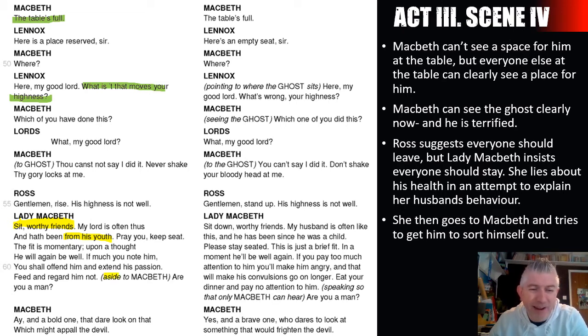And then, as an aside to Macbeth, she goes to her favourite line of attack with him when he's not doing what she wants. Challenges her masculinity. "Are you a man?" And Macbeth, still looking at the ghost: "Aye, and a bold one that dare look on that which might appall the devil." So he can't take his eyes off the ghost, and he's terrified.